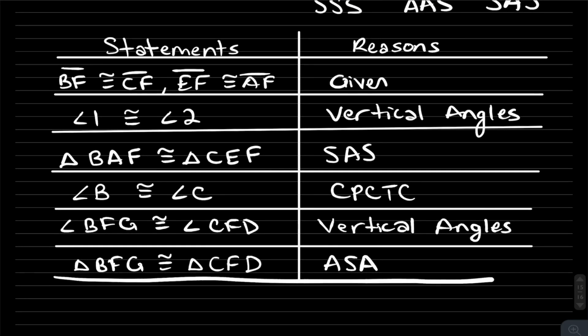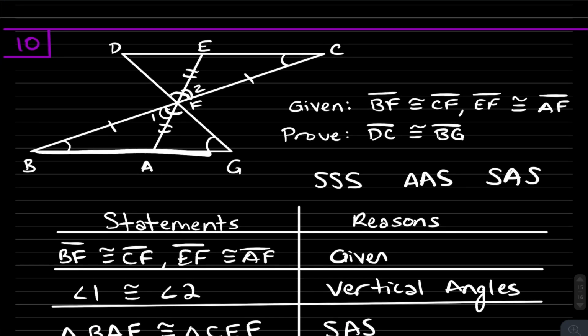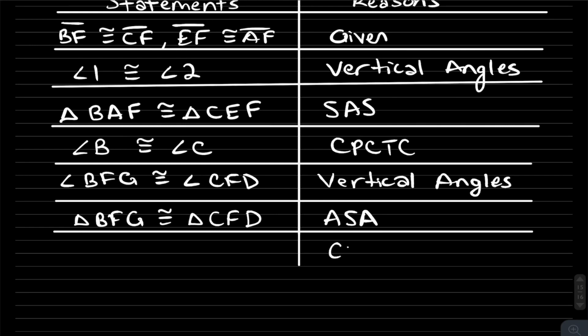Okay? And since we have that, we can now show that since BG and DC are the corresponding sides of these congruent triangles, well, these are corresponding parts of congruent triangles, and that's what I just said is corresponding parts of congruent triangles. And so, what does CPCTC mean? Well, that means that those two corresponding parts are congruent. And so we know that segment DC is congruent to segment BG. Okay.